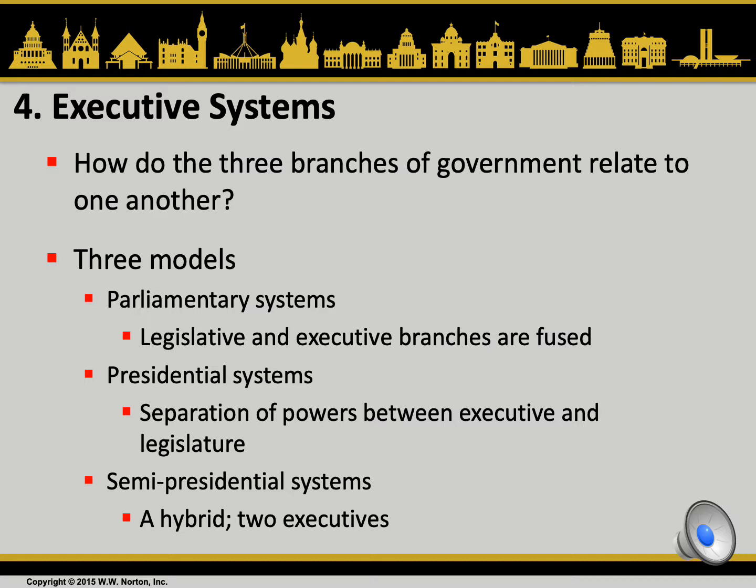Parliamentary systems have legislative and executive branches that are fused. We'll talk more about what that means in the next chart. Presidential systems separate powers between the executive and the legislative branch, so they are not fused. And then, of course, in a semi-presidential system, which is also known as a hybrid, you actually have two executives, quite often a president and a prime minister.